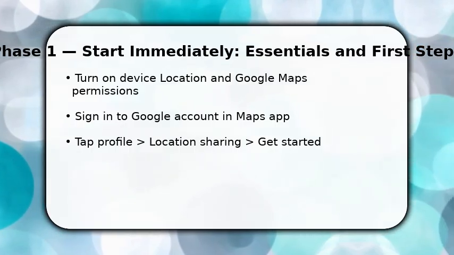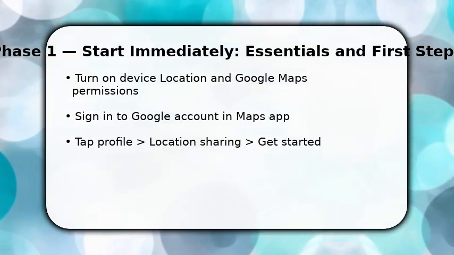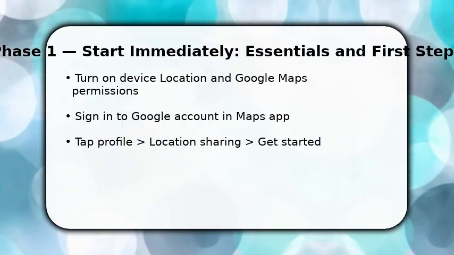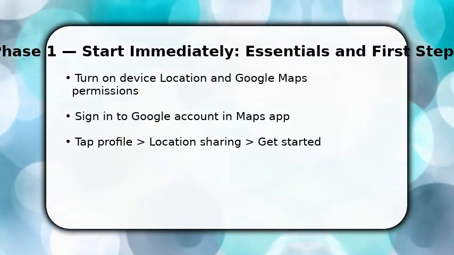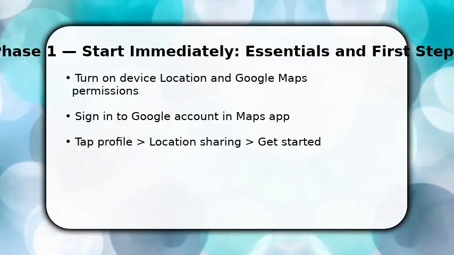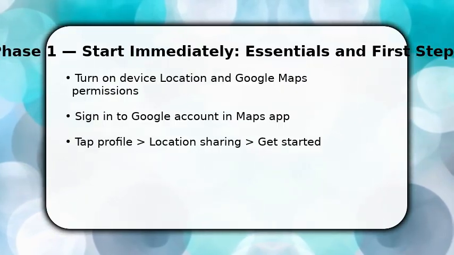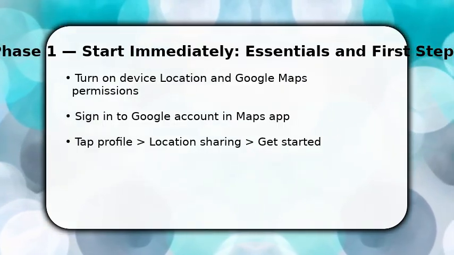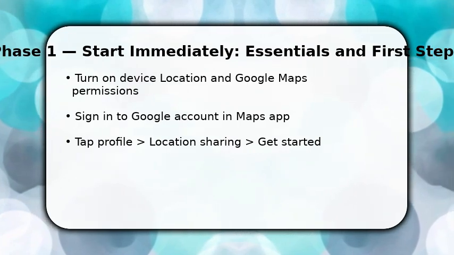Choose a contact or create a link, pick duration or select until you turn this off for continuous sharing. Make sure battery optimization won't stop Maps, otherwise sharing may pause. Next, configure continuous sharing so your location updates all the time.